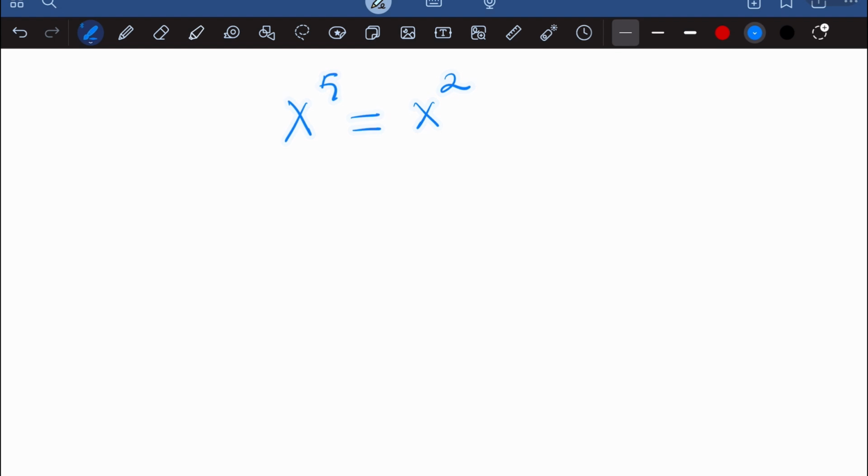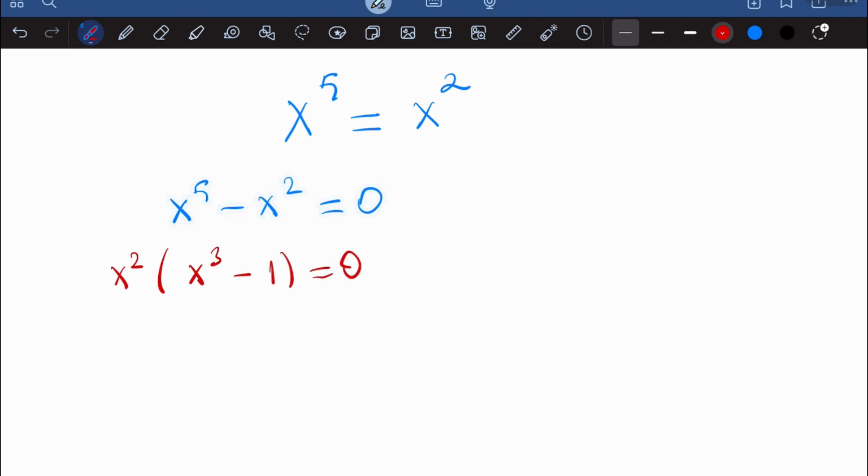Let's get started. First, I move x squared next to x to the power of 5. What happens? x to the power of 5 minus x squared equals 0. Now we can factor this algebraic expression by taking out the common factor. Let's factor out x squared. In this case, what will remain inside? x cubed minus 1 equals 0 will remain.